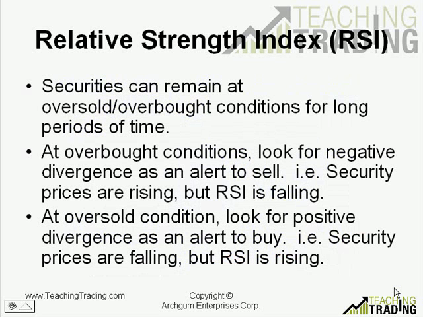So securities can remain at oversold or overbought conditions for long periods of time. At overbought conditions, look for a negative divergence as an alert to sell. In other words, securities prices are rising, but the RSI is falling. At oversold conditions, look for positive divergence as an alert to buy. In other words, securities prices are falling, but RSI is rising.